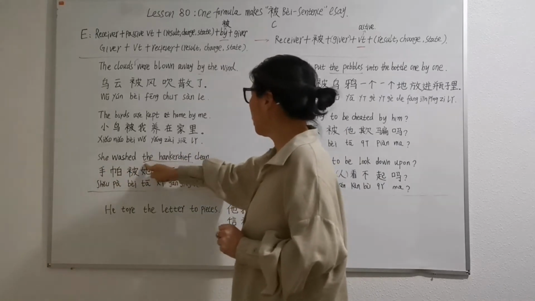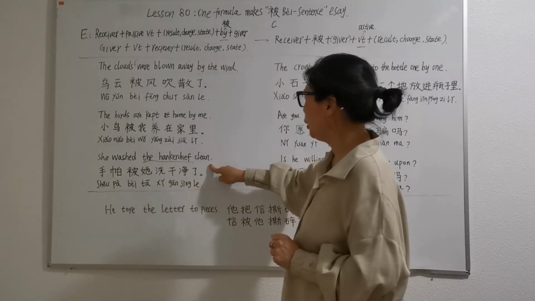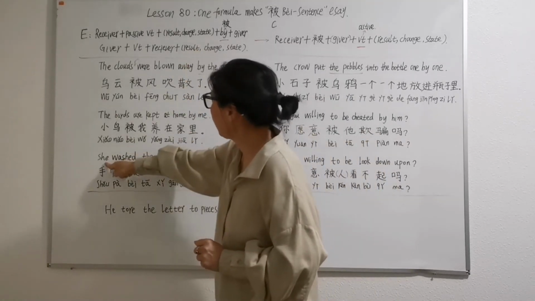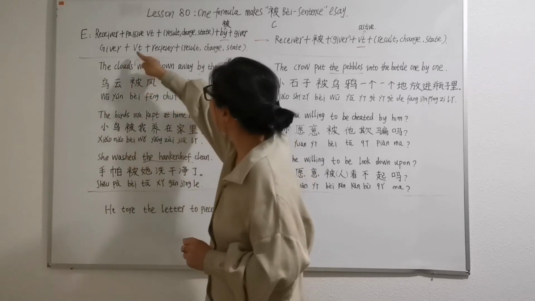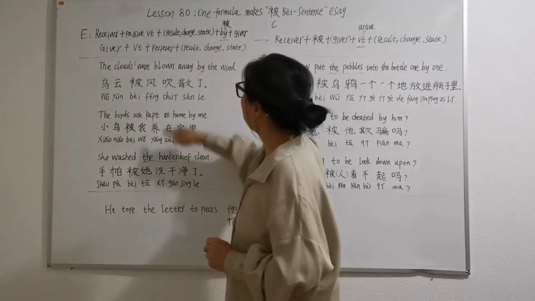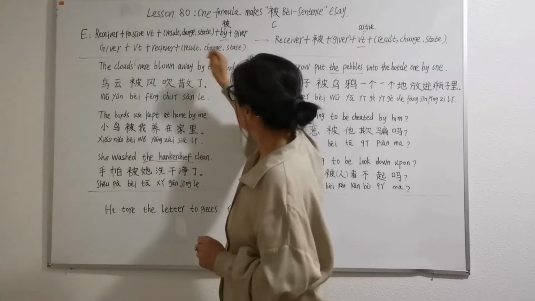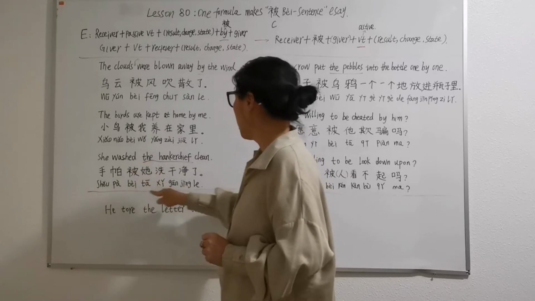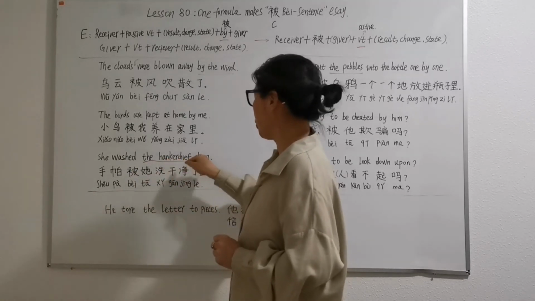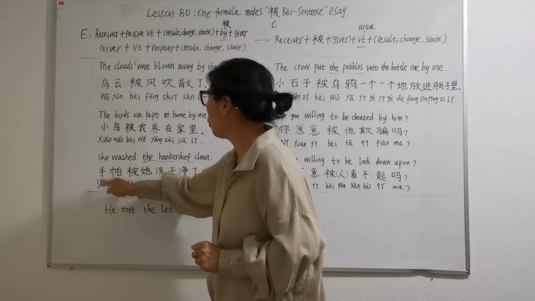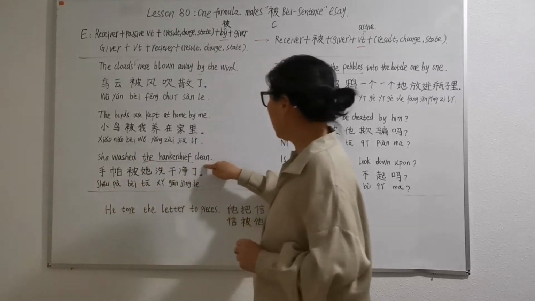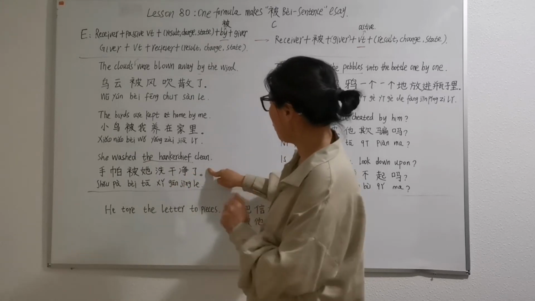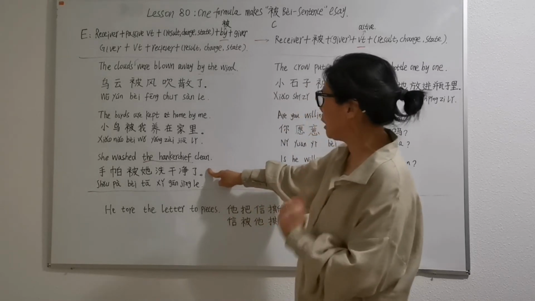She washed the handkerchief clean. So it is the normal sentence. She, giver, washed, verb, the handkerchief, receiver, clean, result. She 她, washed 洗, the handkerchief 手帕, clean 干净. So how to change it into 被-sentence?